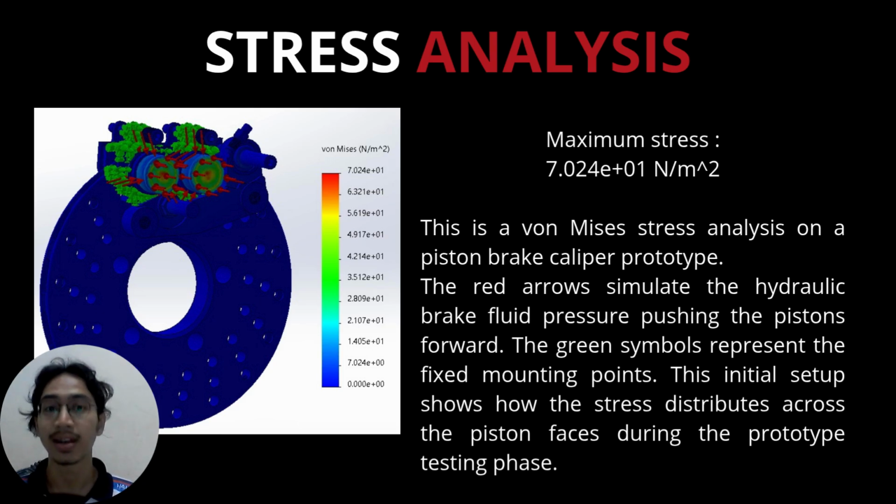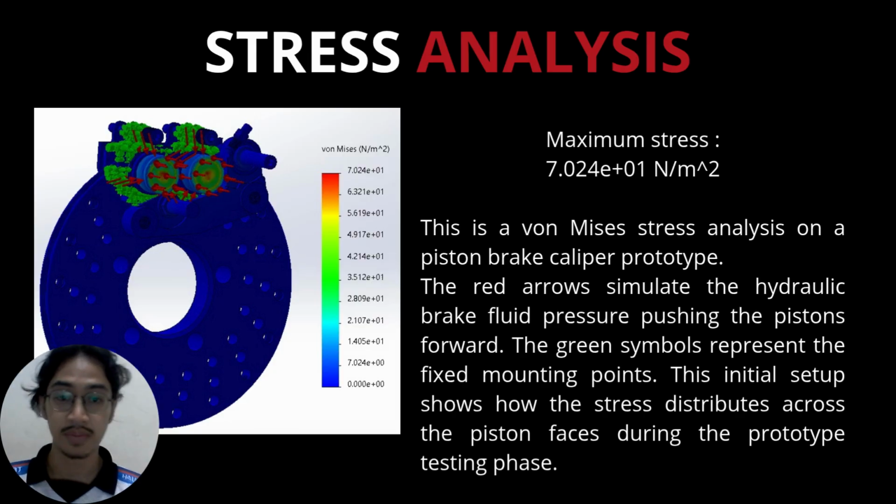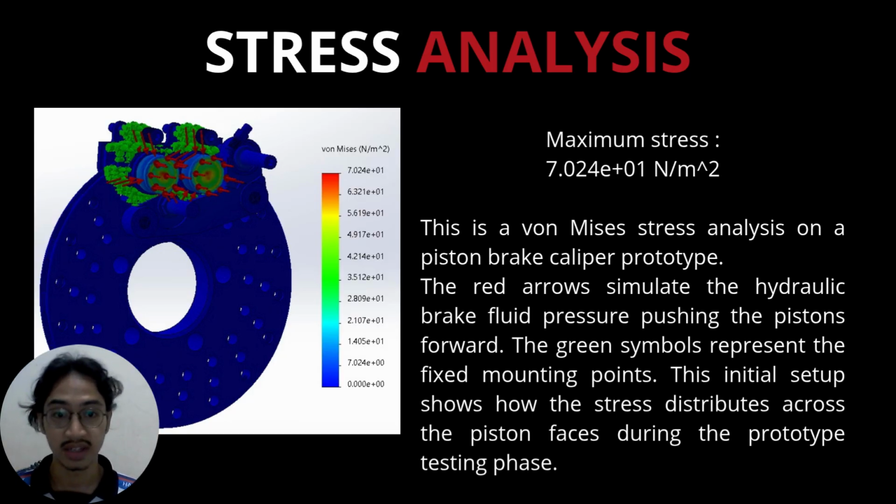Next, look at the stress analysis for our dual piston brake caliper prototype. Look at the diagram on the left of the slide. The red arrow represents the hydraulic fluid pressure. This is the force pushing the piston forward against the brake pads. The green symbols show our fixed mounting points, which are where the caliper is bolted tightly to the suspension.